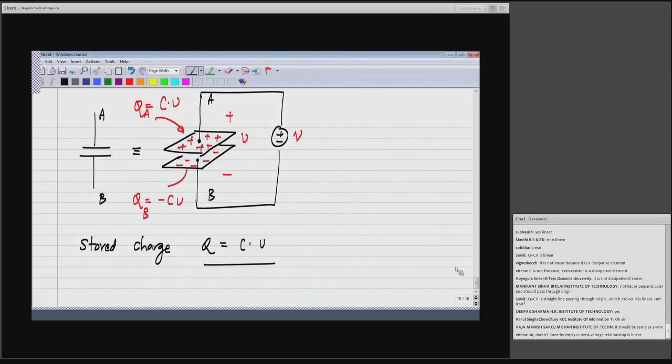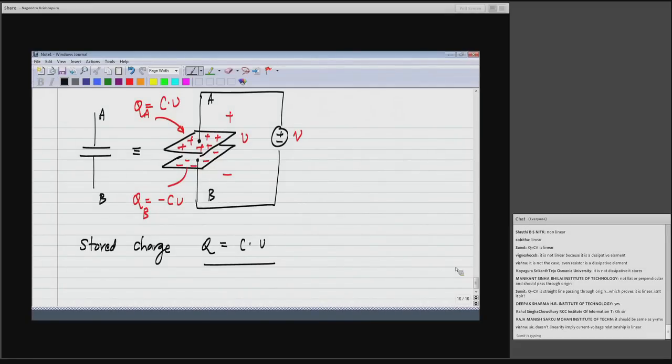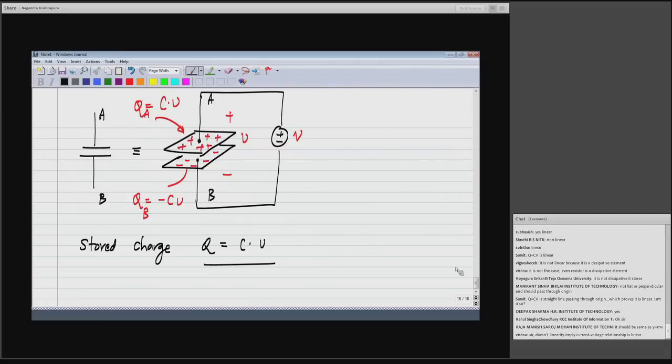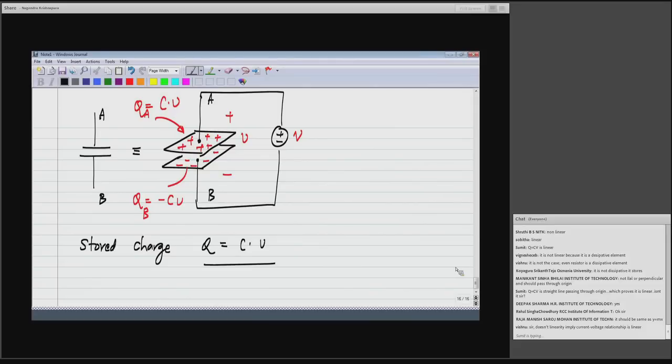Now first of all, you have to interpret properly what this stored charge is. This means that on one plate there is plus C times V, and on the other plate there is minus C times V. Which is plus and which is minus depends on which is the plus terminal of V and which is the minus terminal of V. And this relationship Q equals CV is somewhat similar to V equals R times I, and this makes linearity even more obvious.